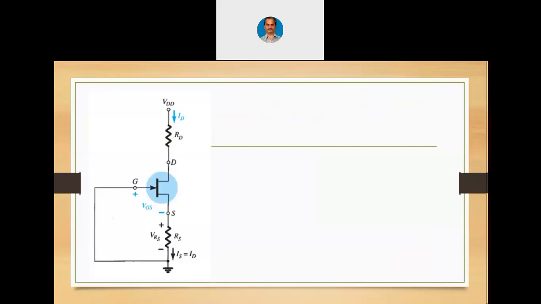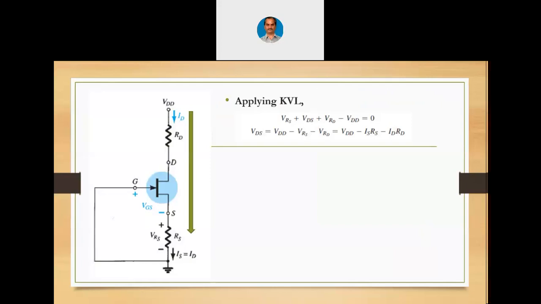Let us proceed with the analysis of this self-bias circuit. Applying KVL at the output side now. VRS plus VDS plus VRD minus VDD equals 0. There will be a drop across this RD, there will be a drop across the JFET between drain and source, there will be a drop across this RS. So VRS plus VDS plus VRD totally is VDD. Or we can write VDS is VDD minus VRS minus VRD, because we want to find out the Q point. Q point means it is VDS and ID.